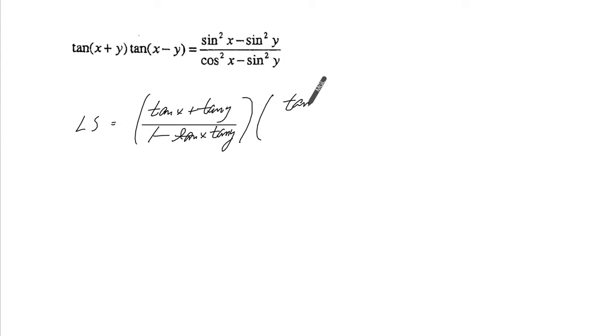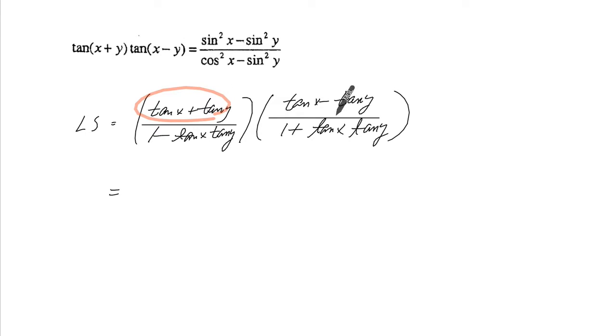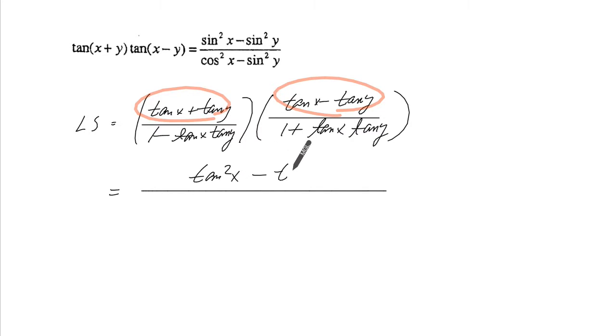Similarly, now it's a difference on top, the 1 plus. Okay. Note that these two are conjugate pairs. So if you multiply it, right, it's a plus b, a minus b form. So you get a squared minus b squared form when you multiply it. So you get tangent x squared minus tangent y squared. Similarly, at the bottom, it's also a difference of squares. 1 minus this and 1 plus the same thing. So you get 1 squared minus tangent x squared times tangent y squared.